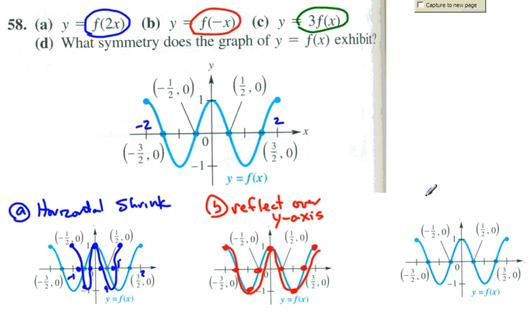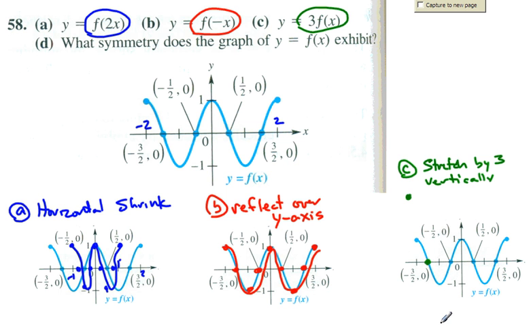y equals 3 f of x, that one is going to stretch it by 3 vertically. Now it's going to stretch up and down. So you can kind of think of this as something attached at 0 because 0 times 3 is 0. But all of these others are going to go 3 times as high. So this one that has a height of 1 is going to go all the way up here to 3. The one at 0 stays at 0 because 0 times 3 is 0.